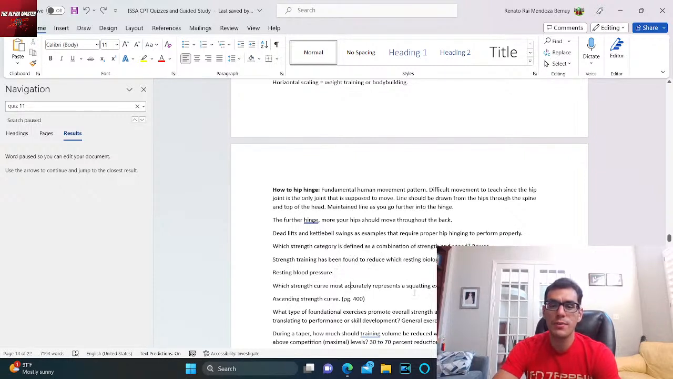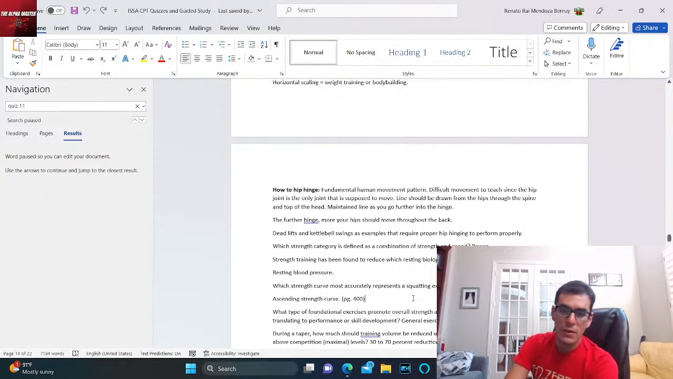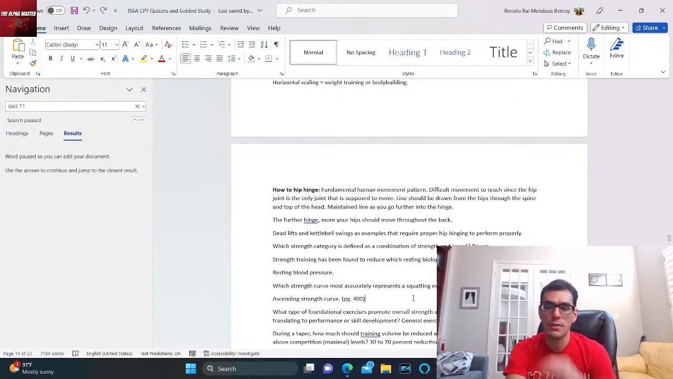Which strength curve most accurately represents a squatting exercise? The ascending strength curve most accurately represents a squatting exercise.